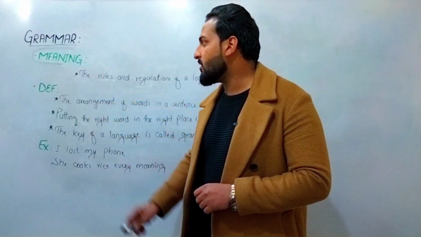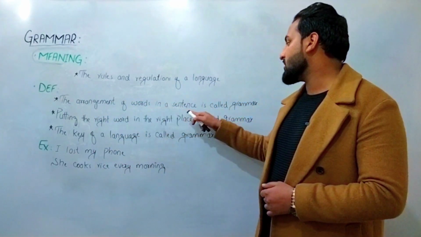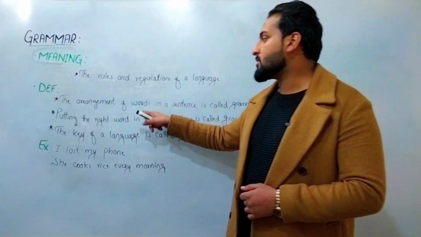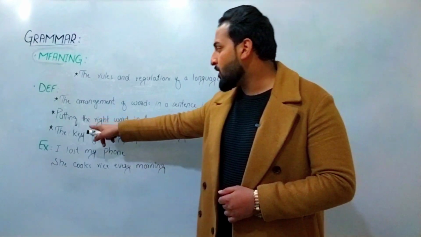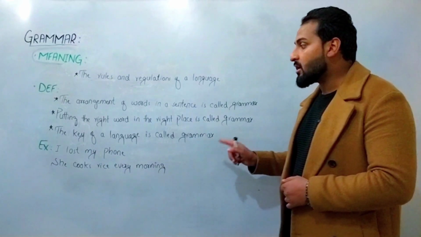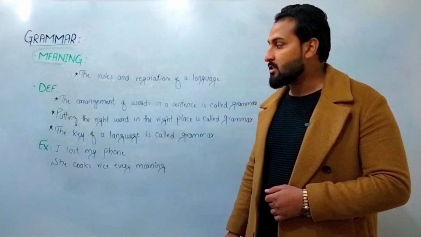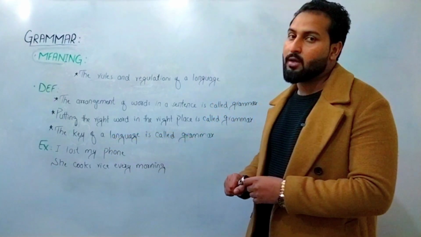Now let's talk about the definitions of grammar. The arrangement of words in a sentence is called grammar. एक sentence में words की arrangement को grammar कहा जाता है. The second one, putting the right word in the right place is called grammar. सही जगह पर सही word की इस्तेमाल करने को grammar कहा जाता है. The third one, the key of a language is called grammar.